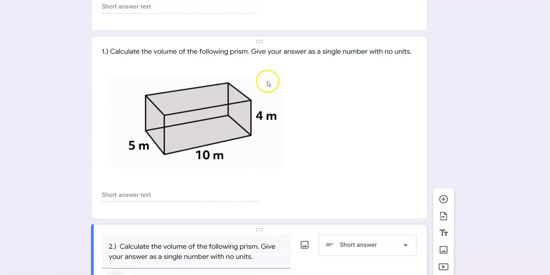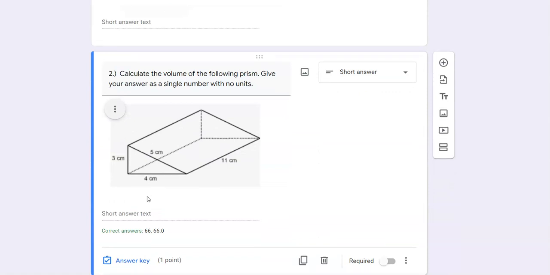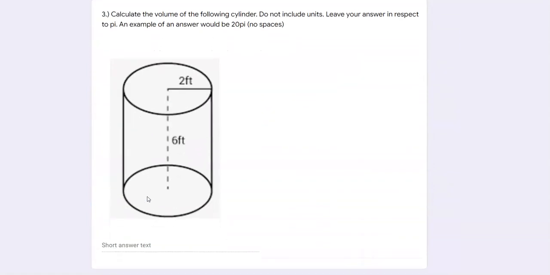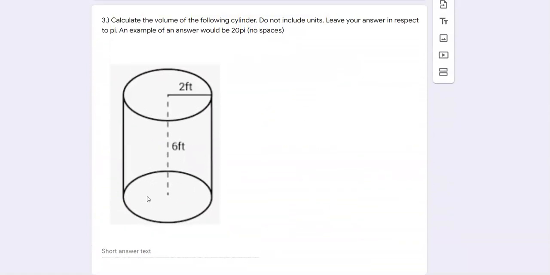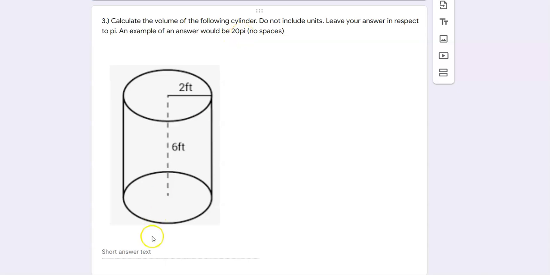You need to read how it says to enter your answer. For example, it says give the volume, but just give it as a single number without units. So if the answer was 60 meters cubed, you would just put 60 here. Same deal here. All you're doing is putting your answer. On this one, it says give your answer in respect to pi. For example, 20 and then pi for pi. So you would say 20 pi, no units.